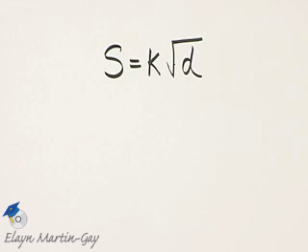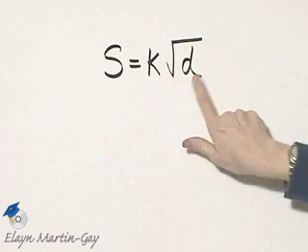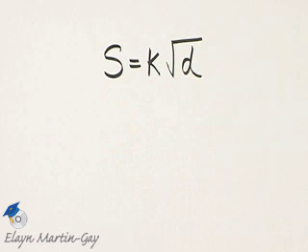Make sure you read and reread this problem. Notice we're given that the speed with which it strikes the anvil is directly proportional to the square root of the distance it falls. So that's what I have. Speed is directly proportional to the square root of the distance it falls.